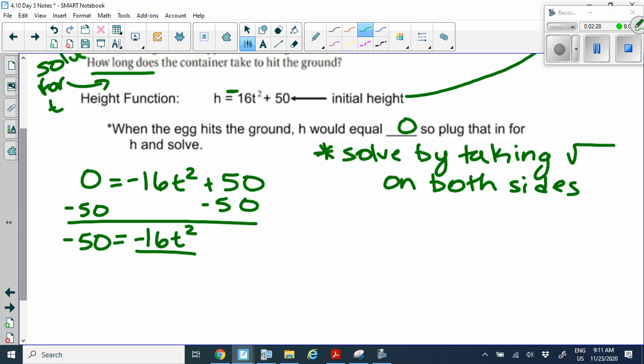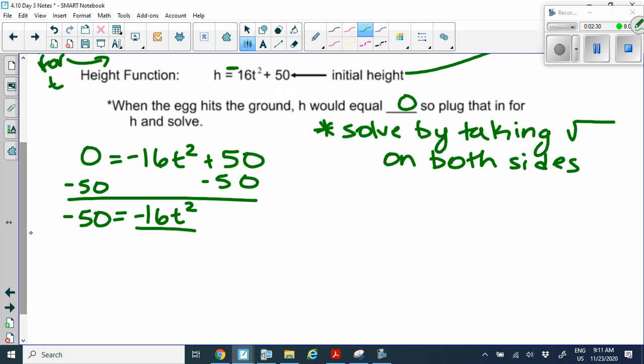Then I'm trying to get that t squared isolated, get it all by itself. So I'm going to divide both sides by negative 16. Okay. I'm going to go ahead and do negative 50 divided by negative 16 in my calculator. Here, because this is a real world problem, it is okay to get decimals. So when I plug that into my calculator, I do get 3.125. Now I need to get rid of that square, so I square root both sides.